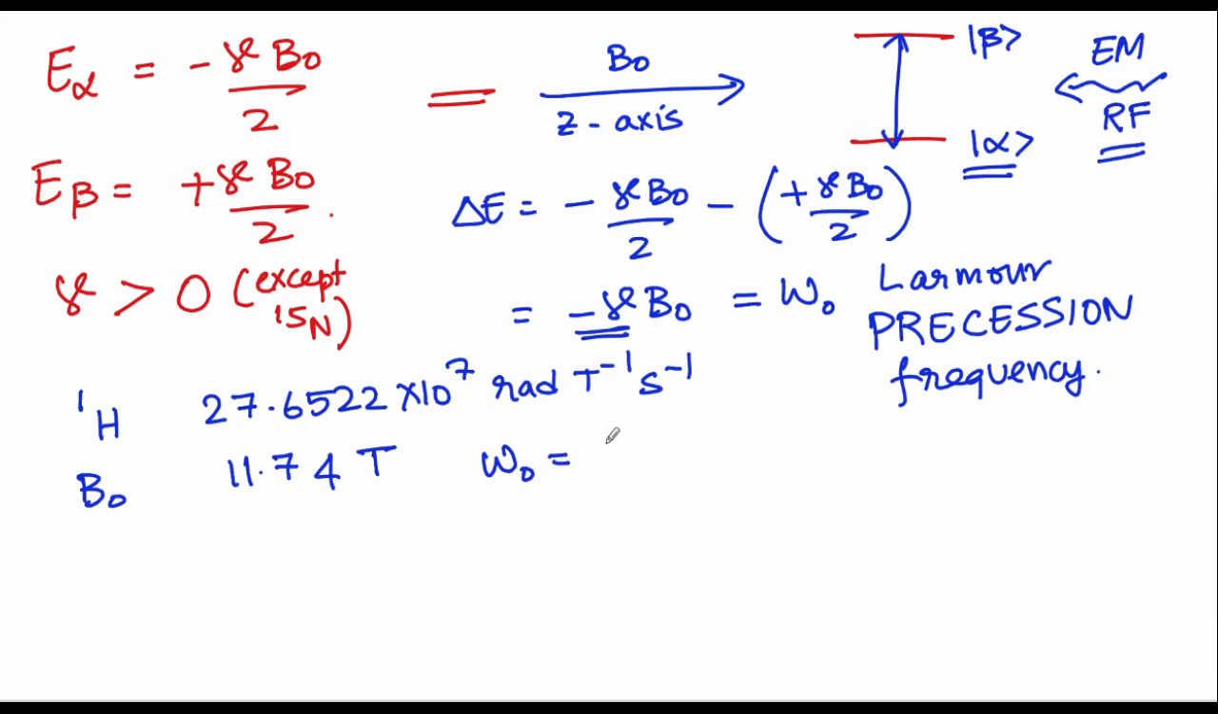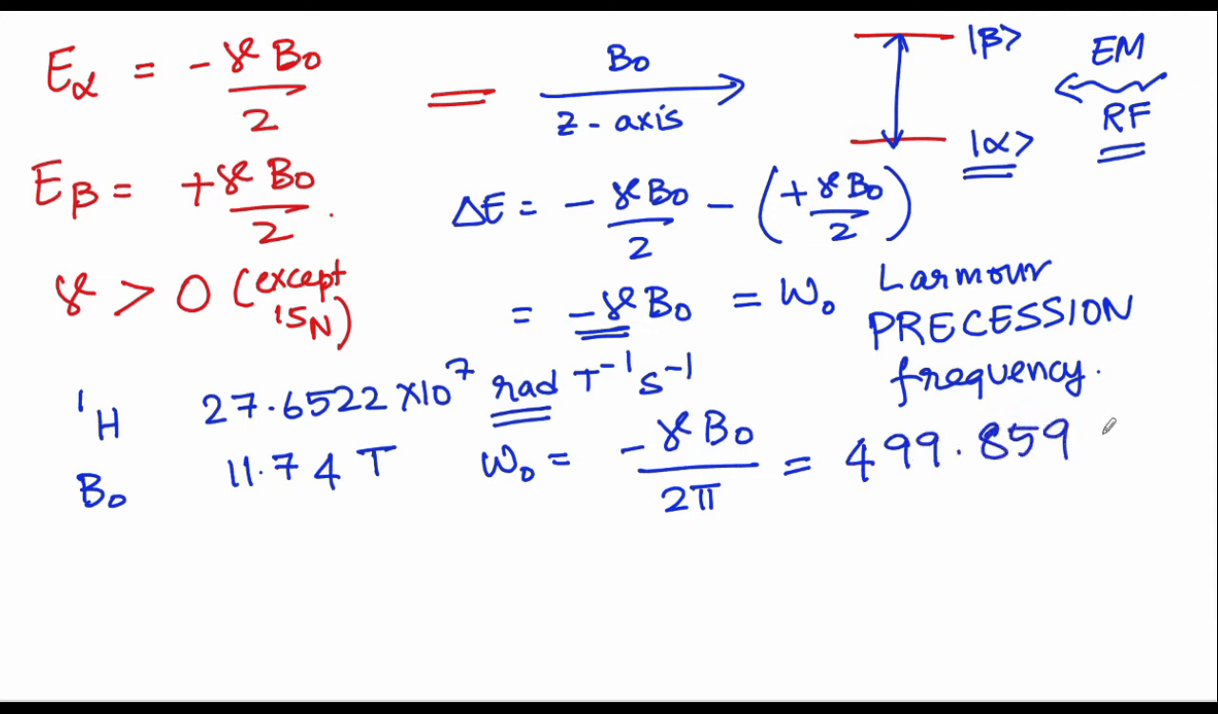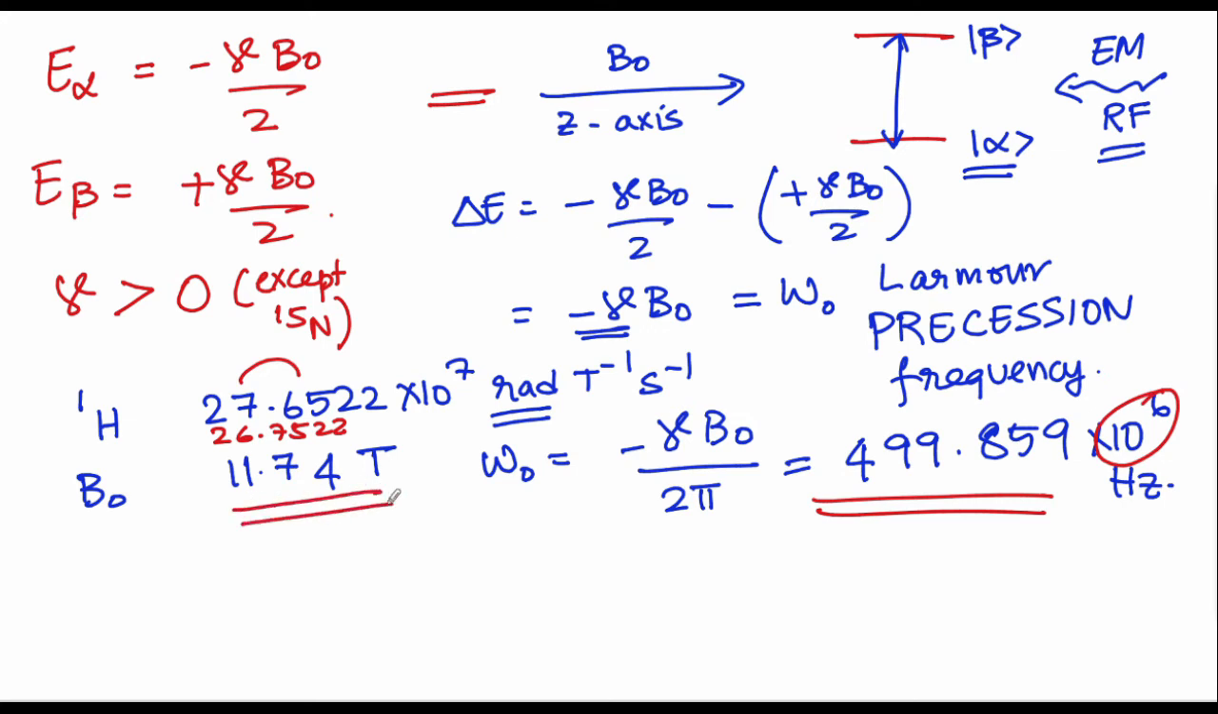NMR spectroscopists always like to refer this in the unit of frequency, so therefore we have to divide by 2 pi in order to account for the radian. You will observe that this value comes to 499.859 into 10 to the power of 6 hertz. I had made a small mistake here. Please note this value is not correct. This is 26.7522. That will result in this value. And one is able to understand you have a 10 power 6 term that comes up. So generally you would refer to an 11.74 Tesla magnet in NMR as something like 500 megahertz.